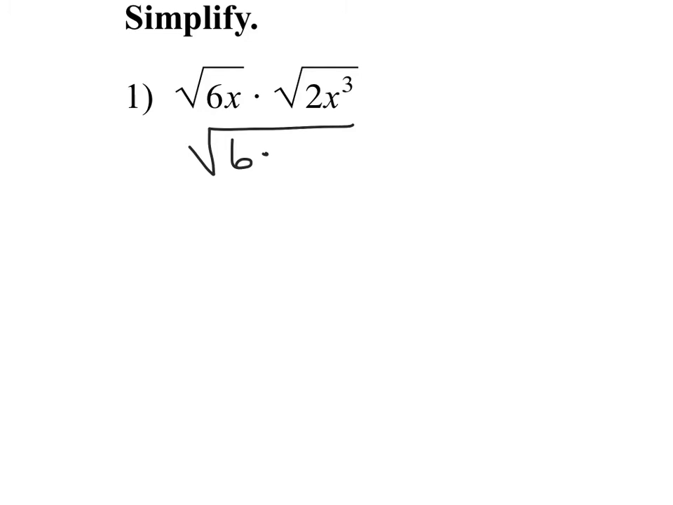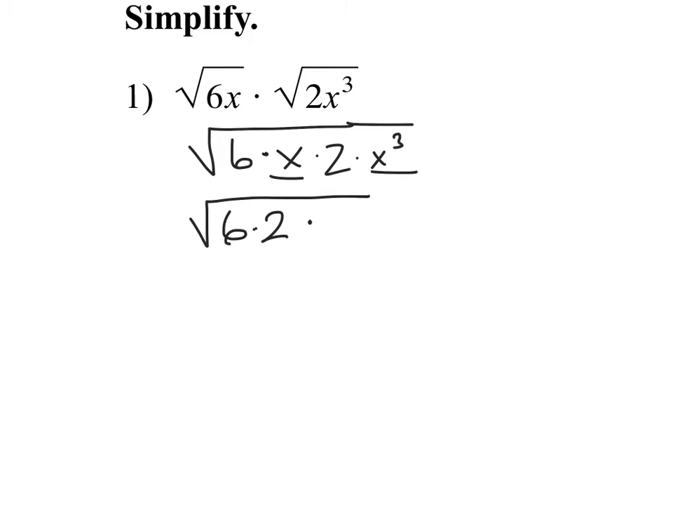Actually, let's do it this way: 6 times x times 2 times x cubed. I'm going to combine all these together. I'm not going to multiply together the numbers; for right now I'm going to leave it as 6 times 2. But when I multiply these variables, this is where your exponent rules come in. I have an x to the first times an x to the third. That's going to be an x to the fourth.